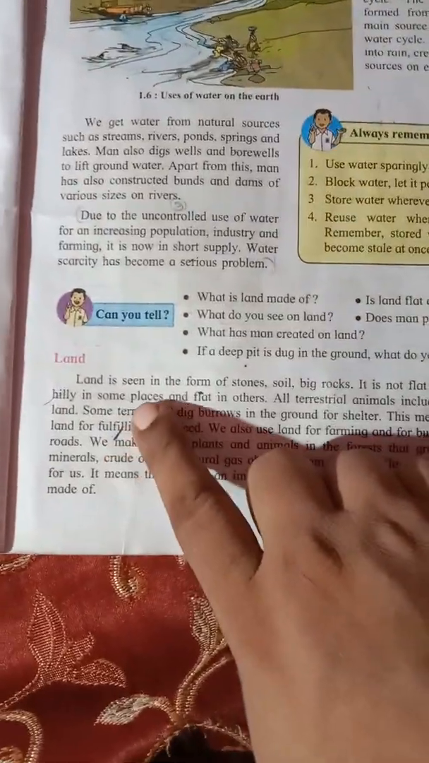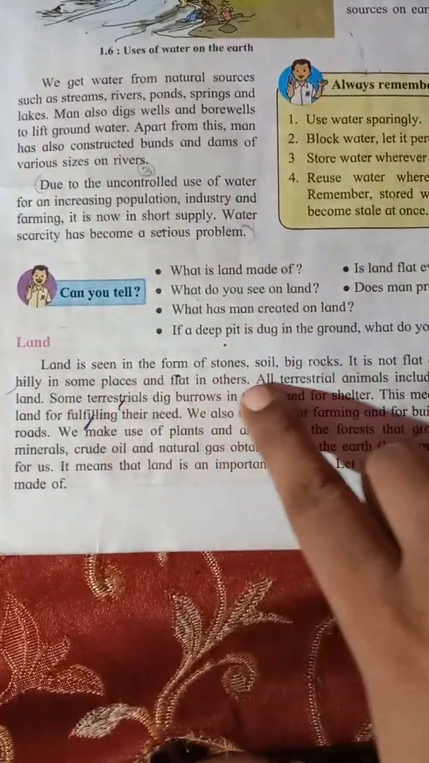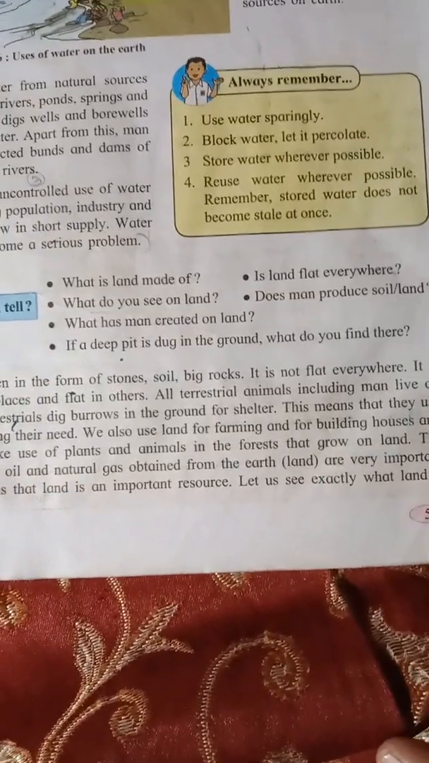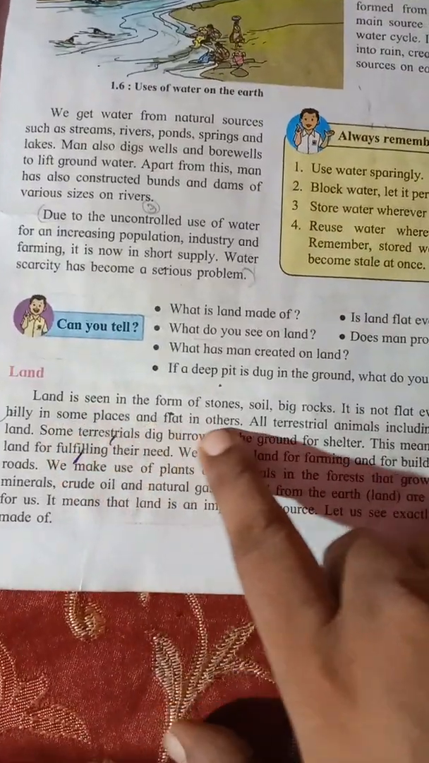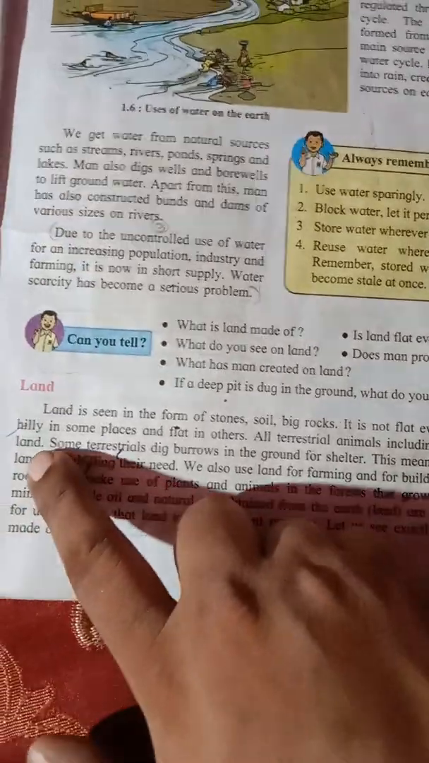Now see the next one. Land. Land is seen in the form of stone, soil, and big rocks. It is not flat everywhere. It is hilly in some places and flat in others. All the terrestrial animals, including man, live on the land.